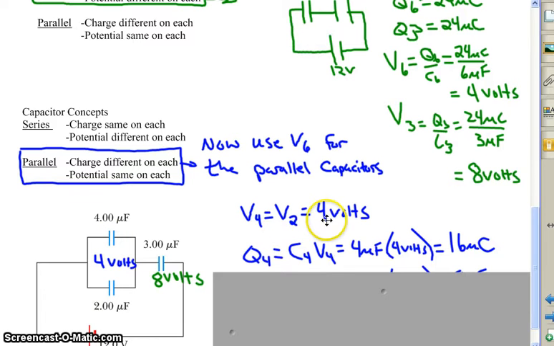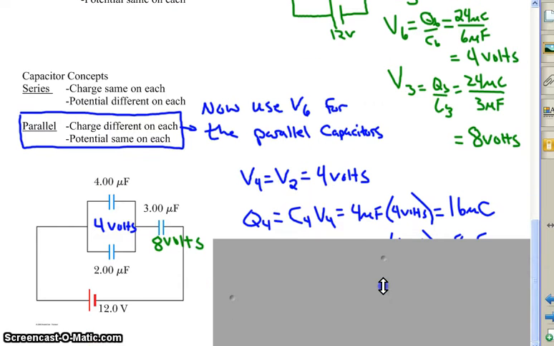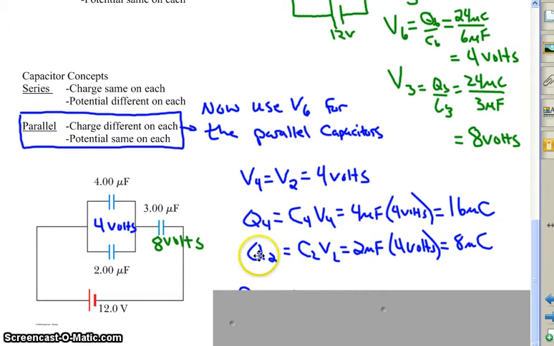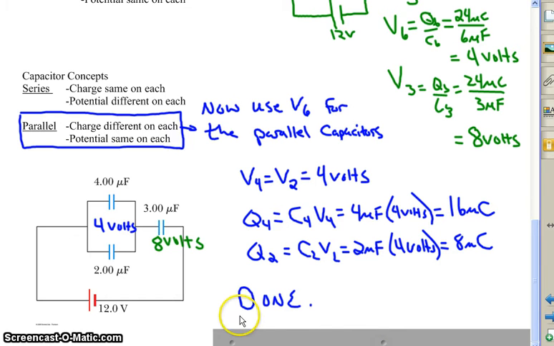Knowing that equivalency, we can go back and apply our capacitor formula to find the charge on each one. So 4 microfarads times the 4 volts would give us a charge of 16 microcoulombs on the 4 microfarad capacitor. And coming on down, on the 2 microfarad capacitor, the calculation will give us 8 microcoulombs, which adds up to our total of 24 microcoulombs of charge on the whole thing. That should be true because of charge conservation. And that takes care of a complete analysis of the circuit.